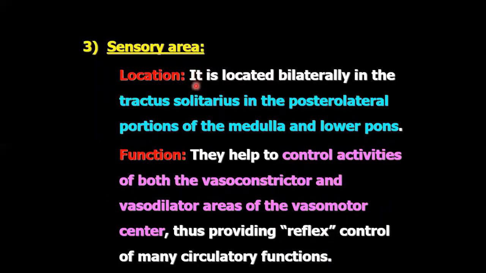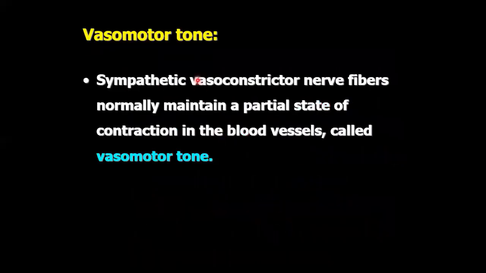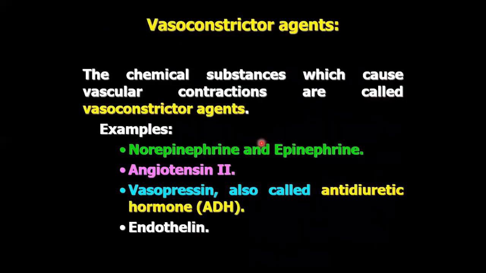Sensory area. It is located bilaterally in the nucleus tractus solitarius in the posterolateral portions of the medulla and lower pons. They help to control activities of both the vasoconstrictor and vasodilator areas of the vasomotor center. Vasomotor tone. Sympathetic vasoconstrictor nerve fibers normally maintain a partial state of contraction in the blood vessels called vasomotor tone.